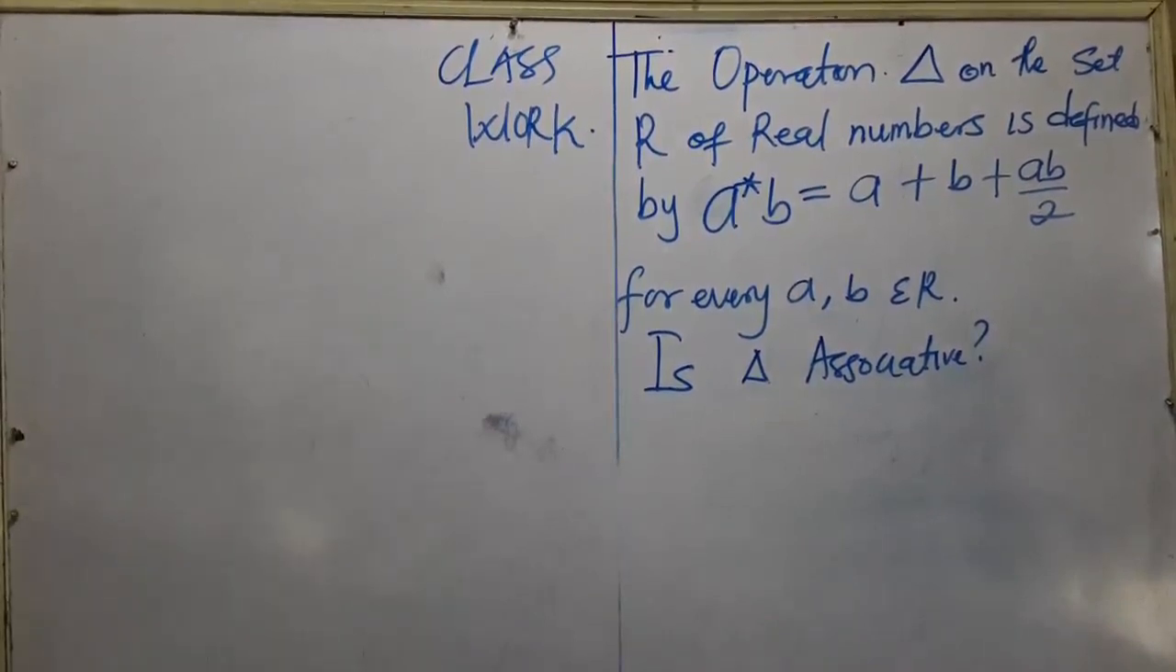The classwork says: the operation on the set of real numbers is defined by A operation B is equal to A plus B plus AB over 2, for every A, B an element of real numbers. Is the operation associative? Do this and send your answer to me in the comment section, so that I know what to do next and where you are.